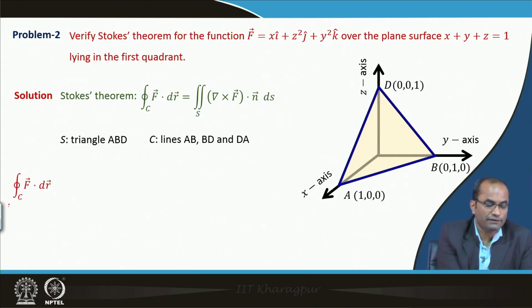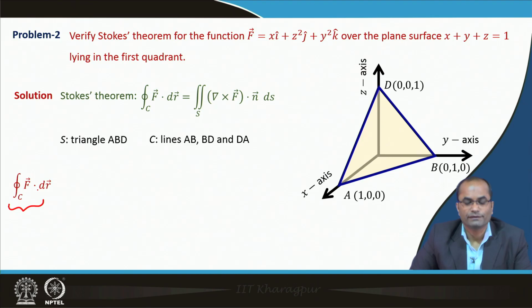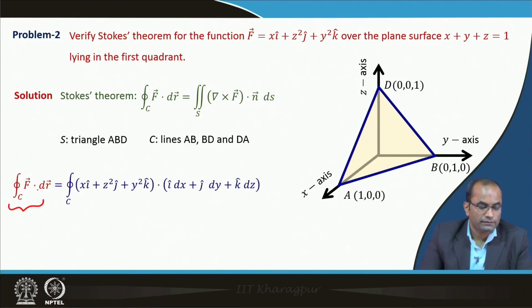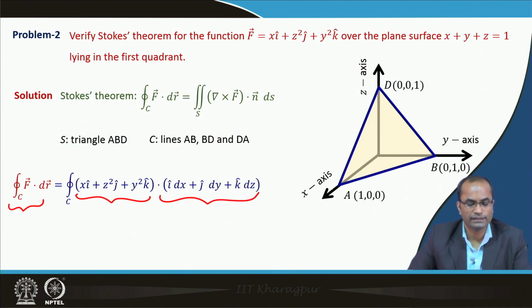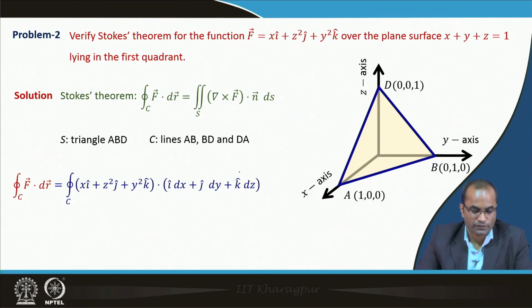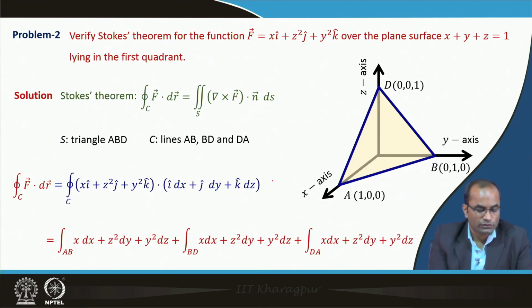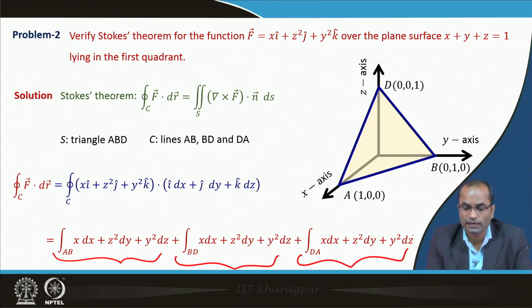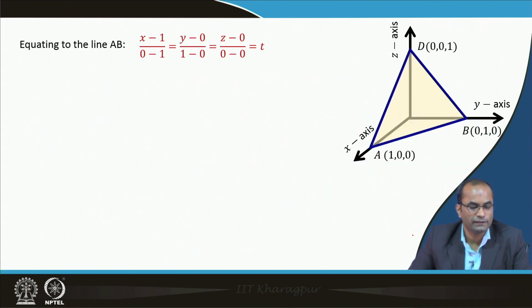Well, let us first compute F dot dr. F is given, and dr is i dx plus j dy plus k dz. Whenever we have a line, setting it component-wise works. So, we have AB, then BD, and then DA, the three integrals over the three lines. We will consider each of them separately.